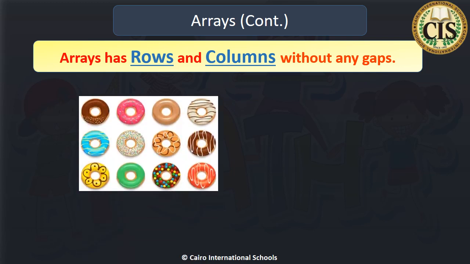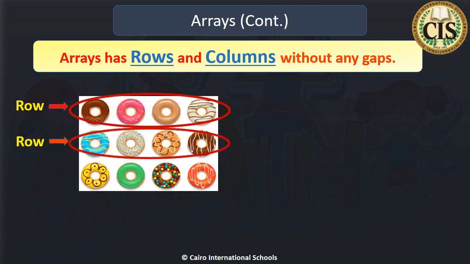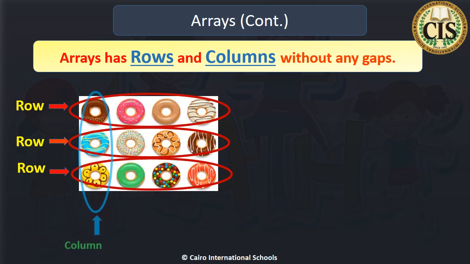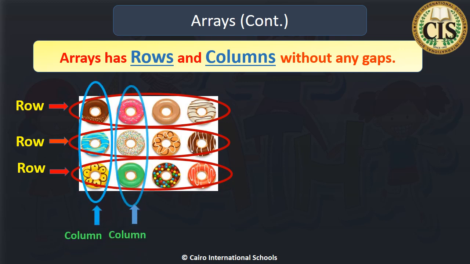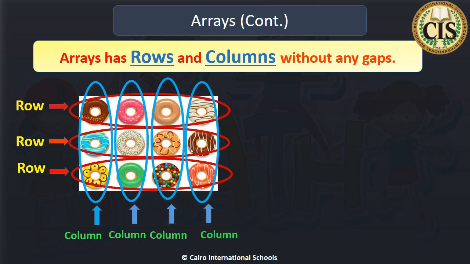Look here at these pictures. Donuts are arranged in rows and columns with no gaps in between. So this is called an array. How many rows here? Rows means as we move horizontally, while as we move vertically, it's called columns.